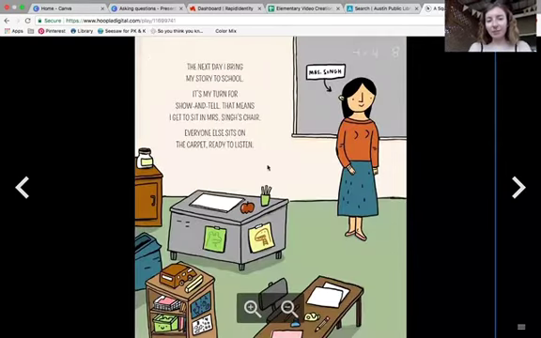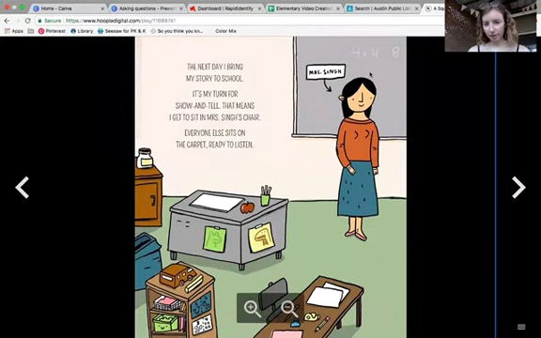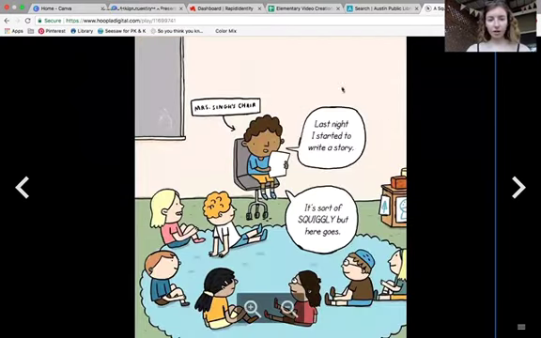The next day, I bring my story to school. It's my turn for show and tell, and that means I get to sit in Mrs. Singh's chair. Everyone else sits on the carpet, ready to read. Here is Mrs. Singh. Mrs. Singh's chair. Last night, I started to write a story. It's sort of squiggly, but here it goes.